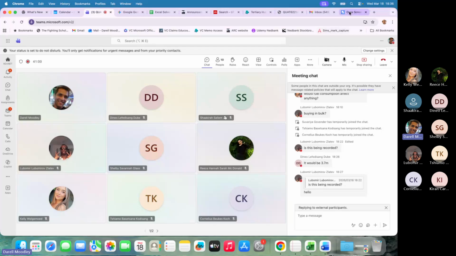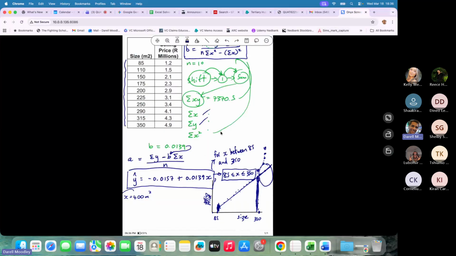Let's answer the question. We'll go back here. Let's say we had this x value, and let's do the prediction. We'll plug the x value into the equation, and you can do that with me if you want. So you get y hat equals minus 0.015 plus 0.0139 times 400. We will write that value, which is 5. I'm going to round it, so it's 5.5 million.